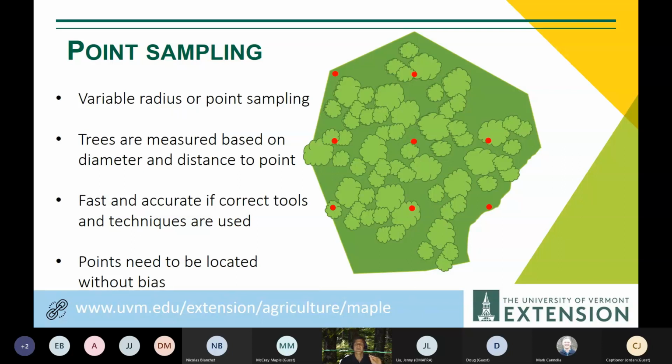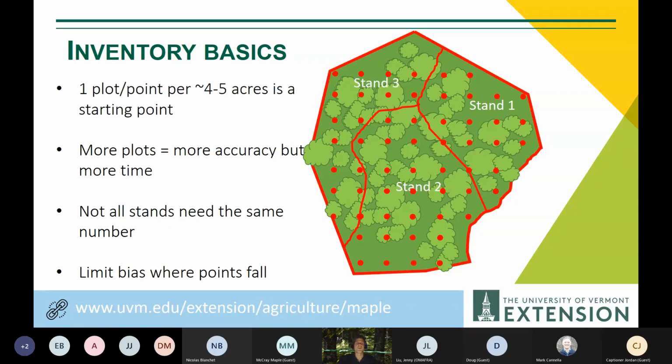Even just walking uphill or downhill can influence where you put your point. So just one last thing to say is, if the goal is to get a real accurate count of how many trees you have to tap, it's important to make sure that you're sampling the entire property, not just the areas that are easy to walk through or are easy to get to. That's all I'll say about that. Like I said, you can put in more plots, but it will take more time or cost more if you're hiring someone to do that work.